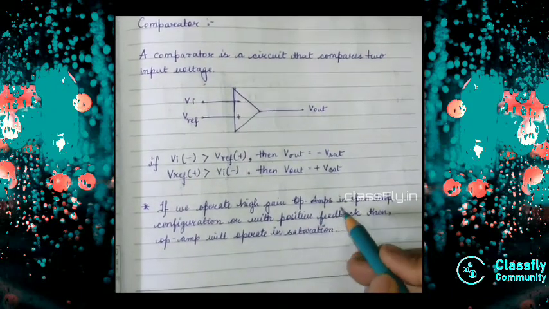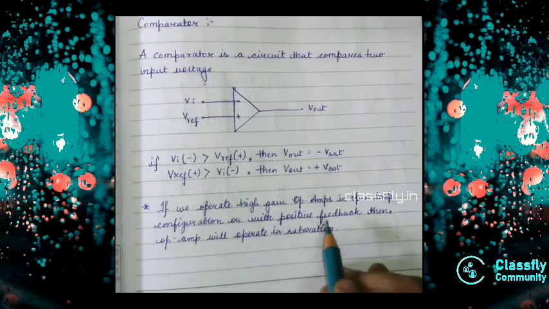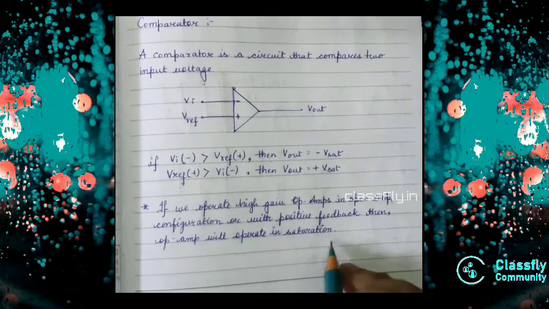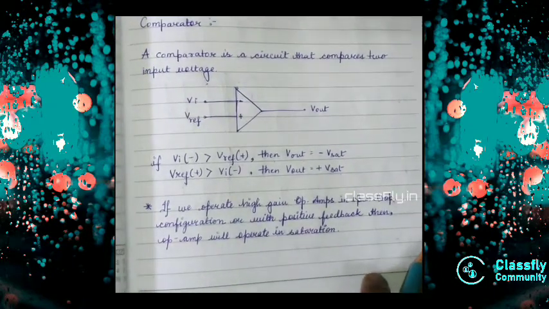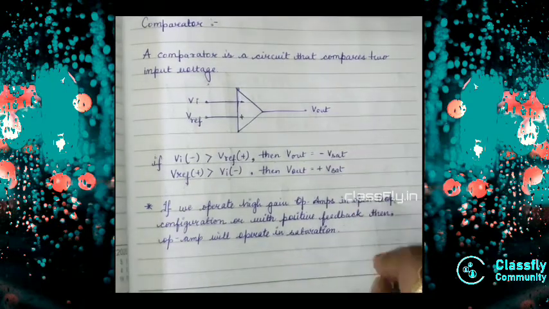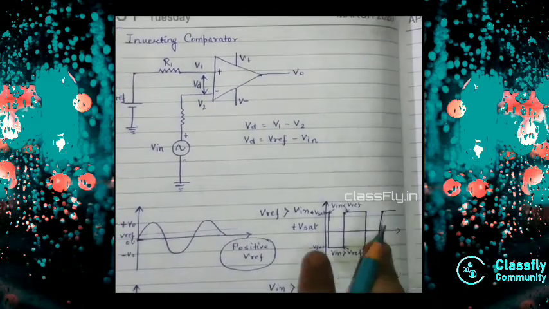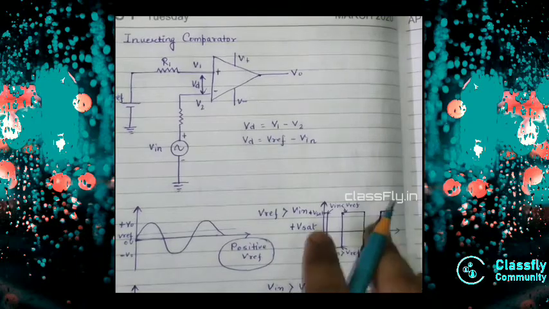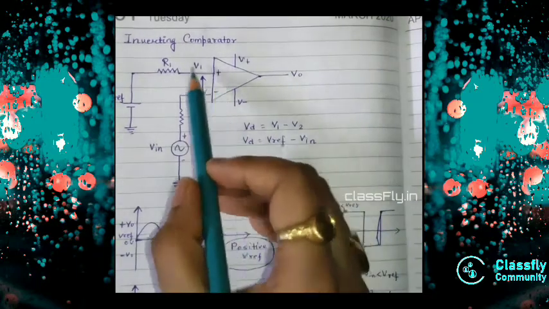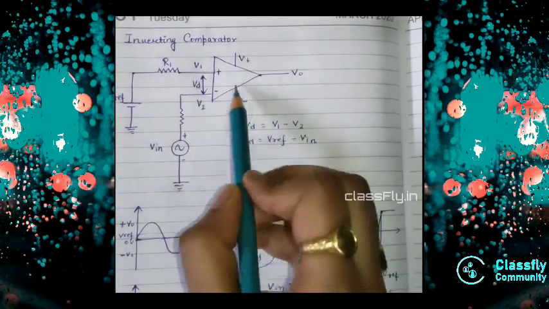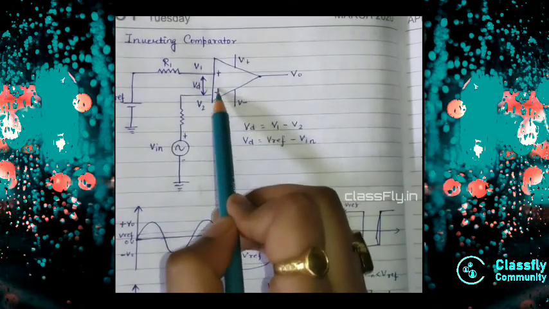Now see, if we operate a high gain operational amplifier in open loop or with positive feedback, then the op-amp will operate in saturation. So whenever the high gain op-amp is used in open loop, we get saturation. There are two types of comparator. One is the inverting comparator, where the input is given to the inverting terminal, that is the negative one.